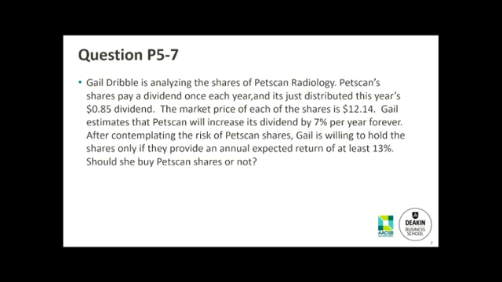$12.14. The company estimated that it will increase its dividend by 7% per annum forever. The market price of each share is given. The growth rate looks like a constant rate, 7% forever, right? Now, after contemplating the risk of the share, Gail is willing to hold the share only if it provides an annual expected return of at least 13%. Should she buy the share or not?